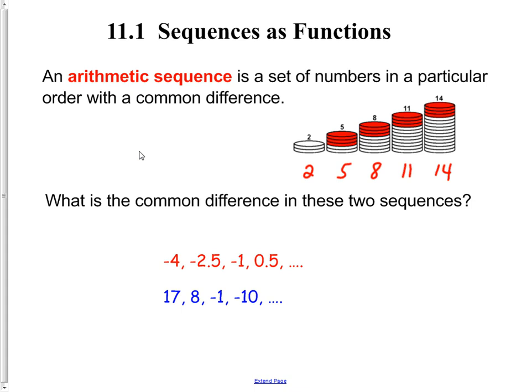When you're looking at arithmetic sequences, you're looking for the common difference. So what is the common difference between these two sequences? Well, in the first one, it looks like I'm adding 1.5, so a positive 1.5 to the previous number. In the second sequence, it looks like I am subtracting 9, so minus 9 from the previous number. So that is the common difference of your arithmetic sequence.